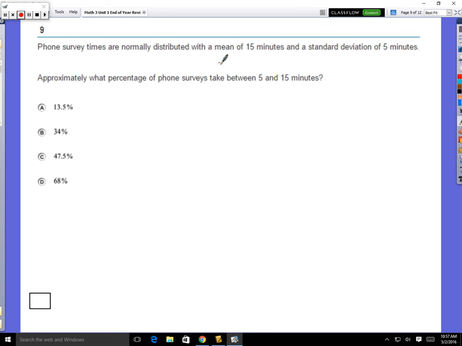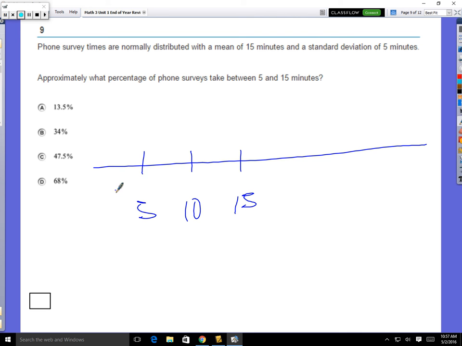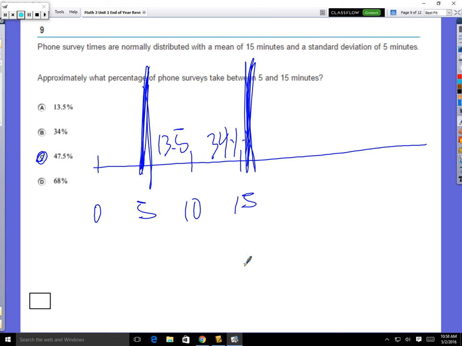Phone survey times are normally distributed. The average is 15 minutes. So if we go 15 minutes and the standard deviation is 5, what percentage of the phone surveys take between 5 and 15? So I'm going to go this way: 10, 5, 0. This is the average right here. So 34% of the data is there, and 13.5% of the data is there. So we're going to mark C, because they want to know between 5 and 10. It's going to be 34 plus 13.5.